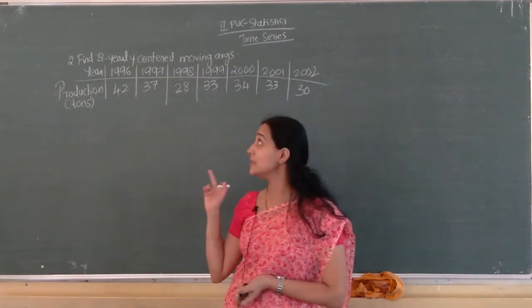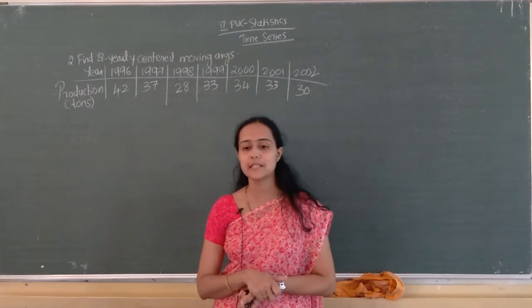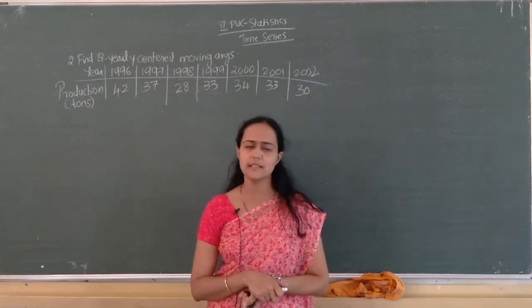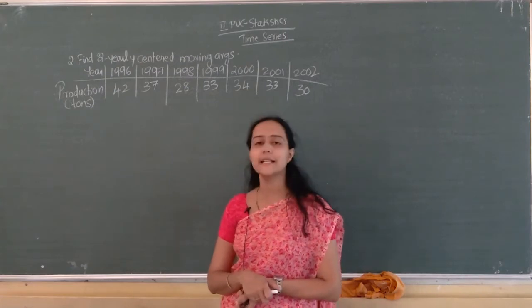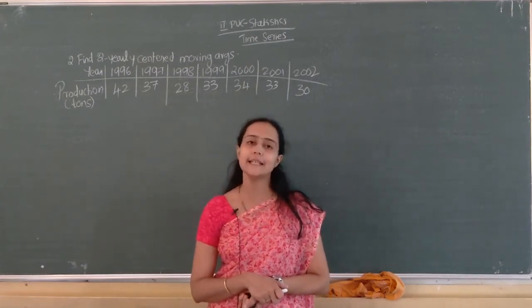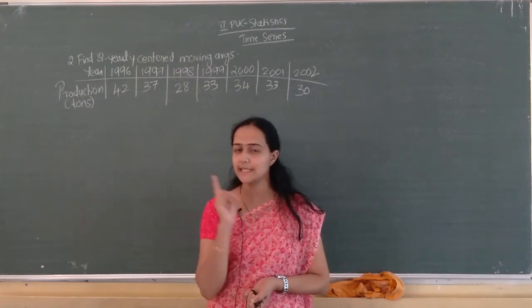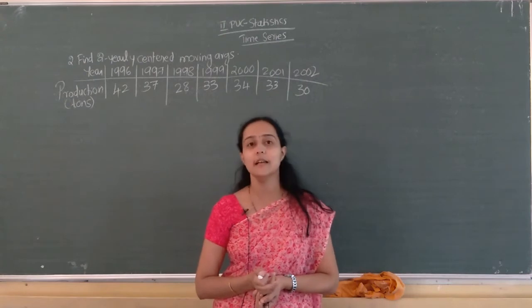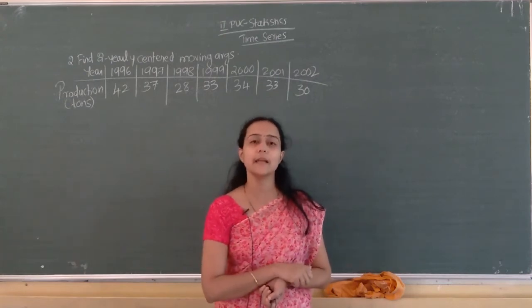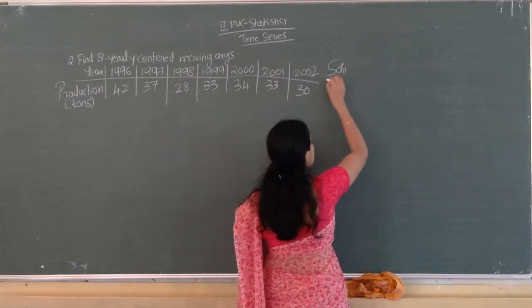We have to find 2 yearly centered moving averages. What is the procedure here? Procedure is first we have to compute 2 period moving total, then 2 item moving total of the previous column. Again we have to find 2 period moving total of previous column, then last trend values are divided by 4. Okay, procedure you have to write. I will write the procedure here.